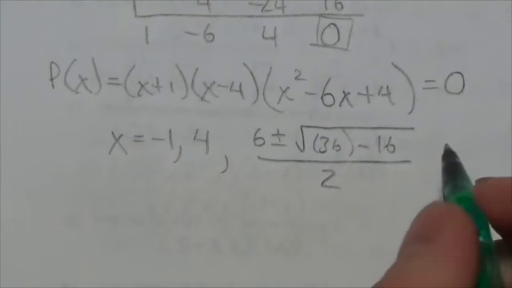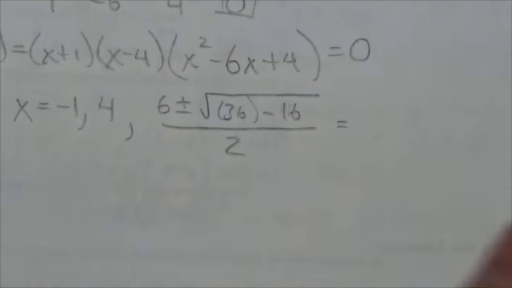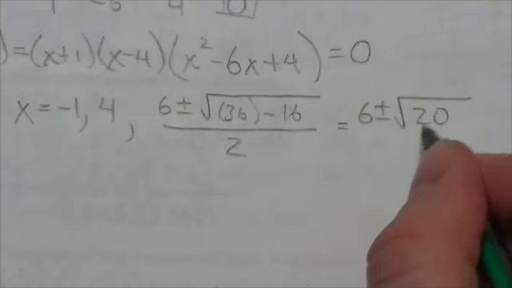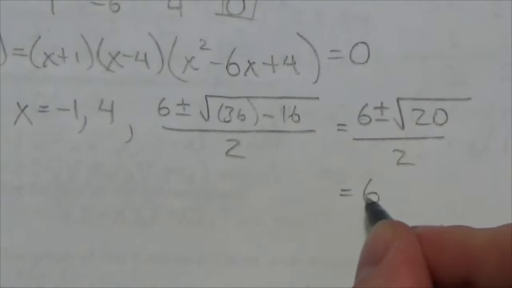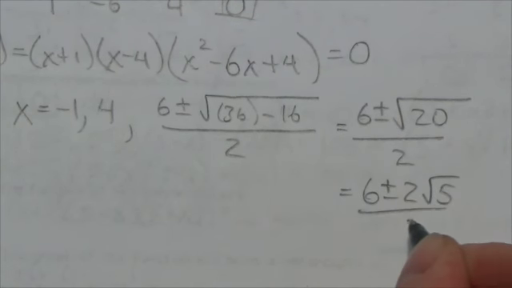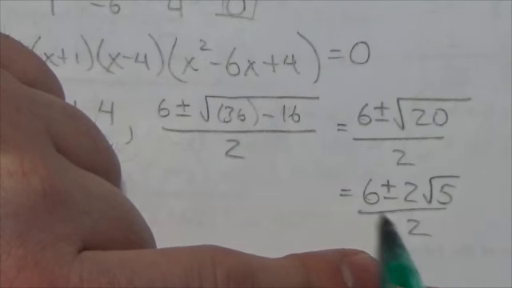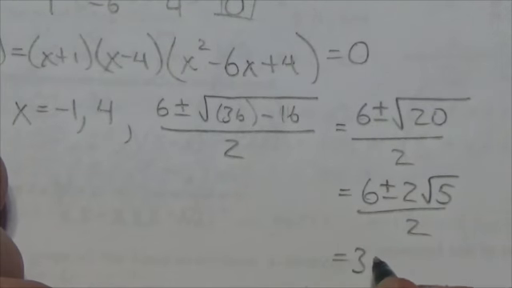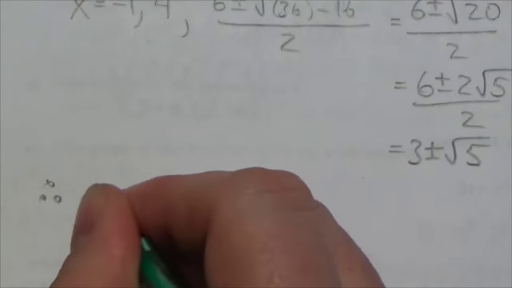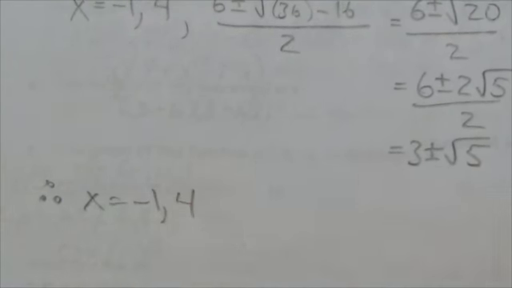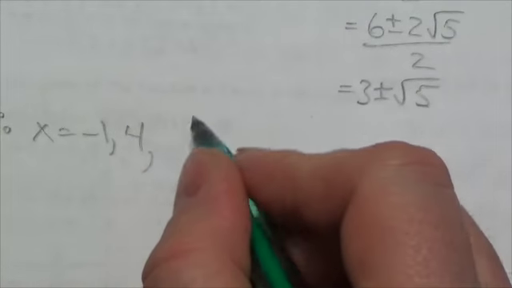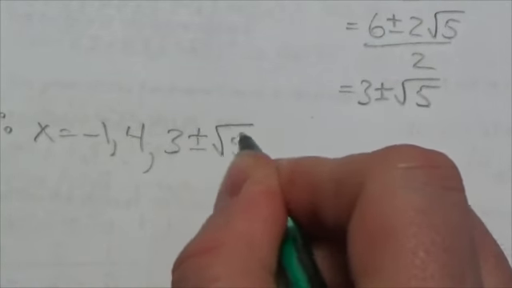Now, that is going to equal 6 plus or minus the square root of, 36 minus 16, which is root 20, all over 2. This is the same as, there's a 4 in there, so I can take out that 2, root 5 over 2. Notice I can divide the 2 in the denominator into both terms, and I'm going to get 3 plus or minus root 5. Now, therefore, my answer is negative 1, comma 4, those two right there, and then this all simplified down into the 2 solutions 3 plus or minus root 5.